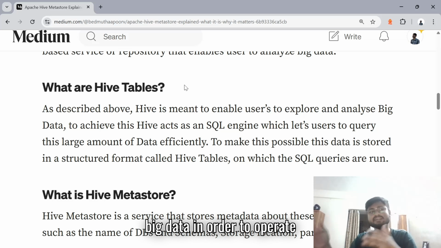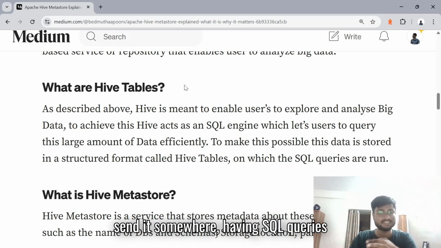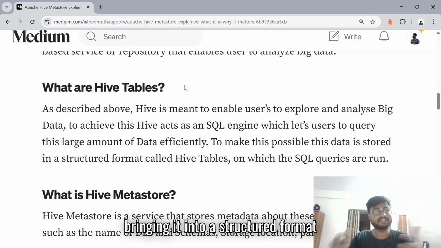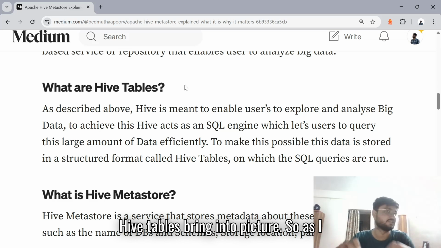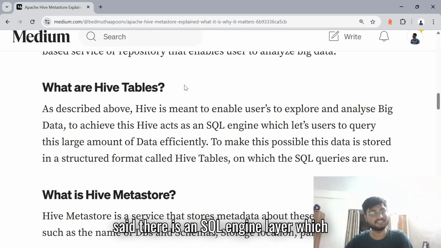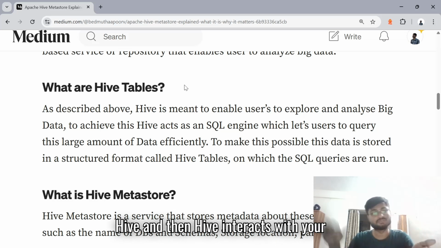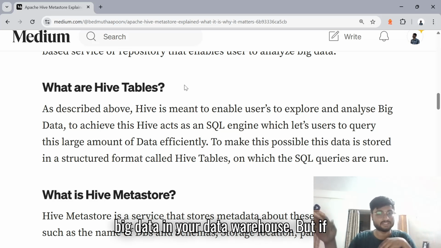So you have big data. In order to operate on it, in order to read it, in order to send it somewhere, having SQL queries, bringing it into a structured format would be great, right? And that is what Hive tables bring into the picture. So as I said, there's an SQL engine layer which allows the user to send SQL queries to Hive, and then Hive interacts with your big data in your data warehouse.